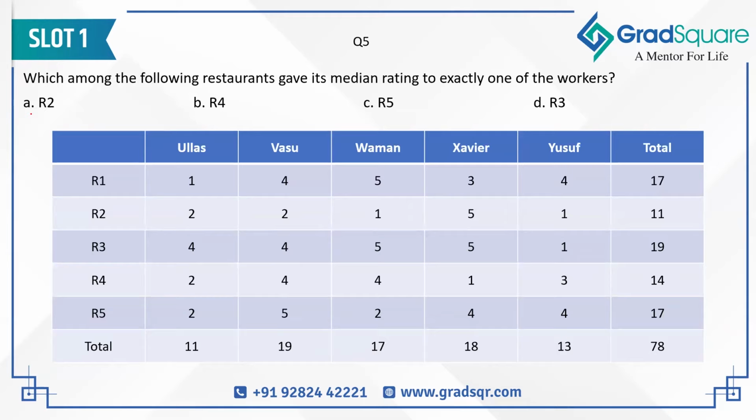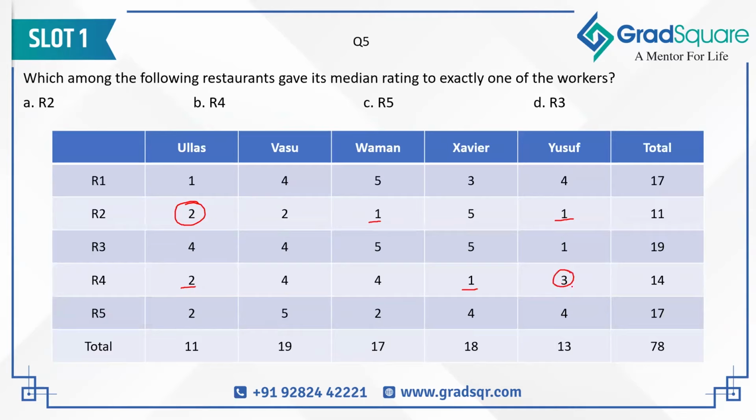Let's first check option A, R2. Now R2's lowest rating is 1. Second lowest rating is 1. Third lowest rating is 2. Now 2 has been given twice by R2. So R2 cannot be the answer. Let's check for R4. Option B is R4. Lowest rating is 1. Second lowest rating is 2. Third lowest rating is 3. So 3 has to be the median and 3 has been given only once. So the answer should be R4.